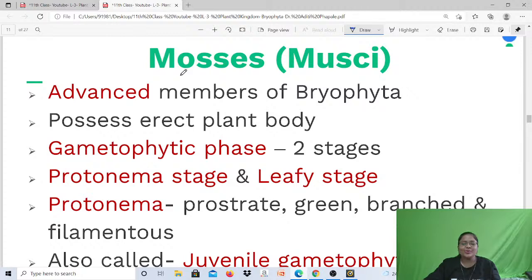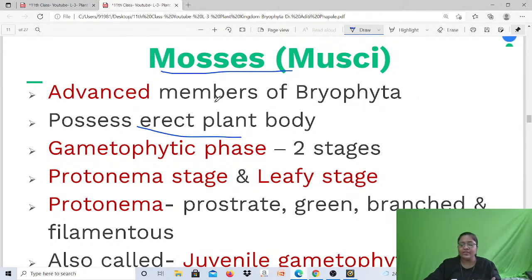Okay, so let's discuss mosses. Mosses are also known as Musci. These are advanced members of Bryophyta, whereas liverworts are primitive members. They possess an erect plant body.